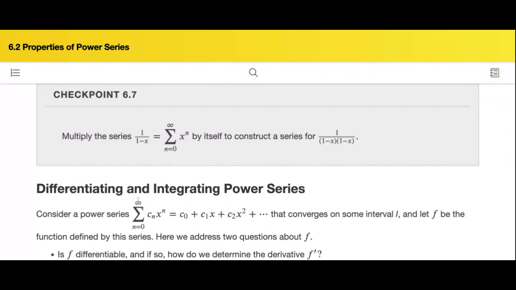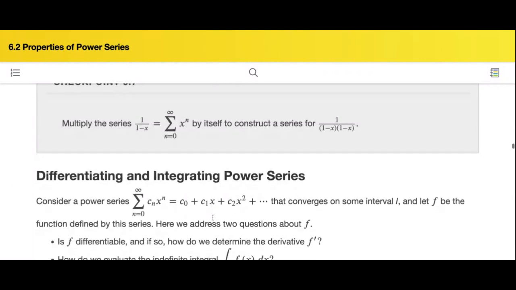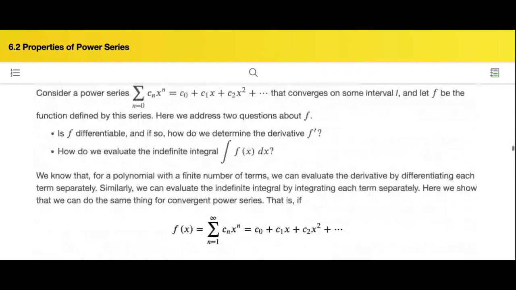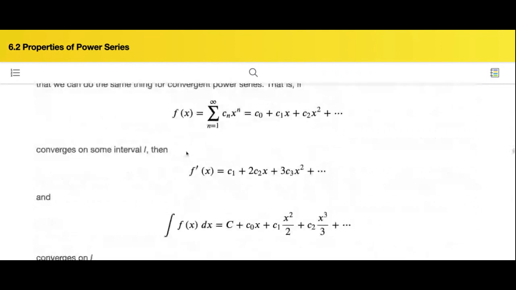So that's by differentiating. Okay, so we can differentiate in a power series, we can integrate in a power series. So let's see, if we have a power series represented by f of x, right? We have c0, c1x, c2x squared. So we can differentiate term by term. Differentiate c0, right? It becomes 0. So c1x becomes c1, c2x squared becomes 2c2x, so on and so forth, right?